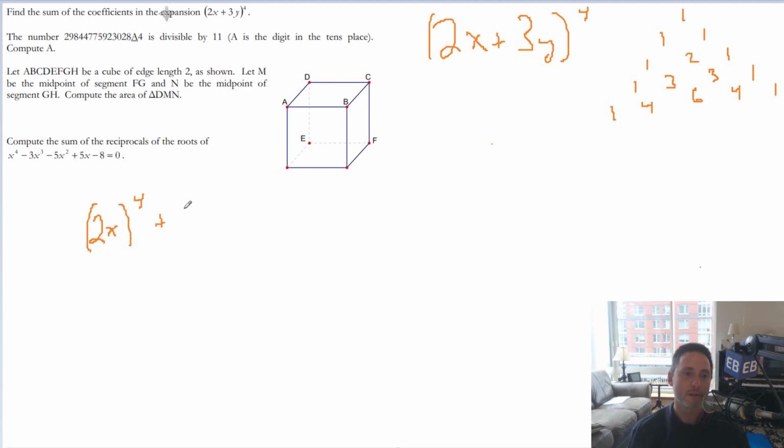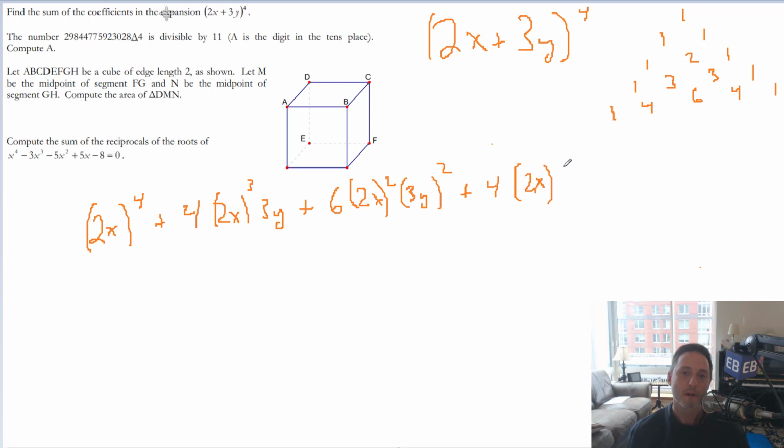plus 4 times 2x cubed times 3y, plus the middle coefficient, 6 times 2x quantity squared. Be careful here. 3y squared, plus 4 times 2x to the first power times 3y cubed, plus lastly just the 1 in front, it will be 3y quantity to the fourth power. Now let's start doing this out. I'll switch to black.